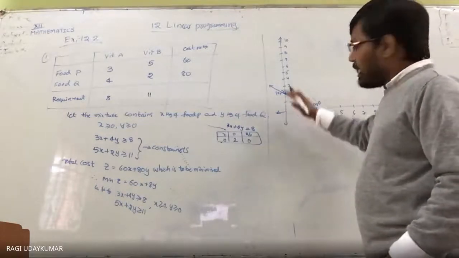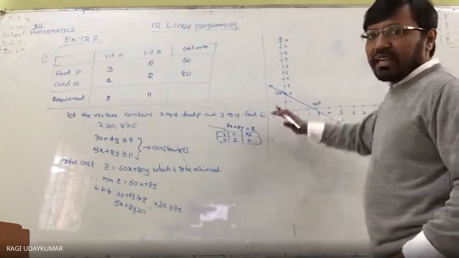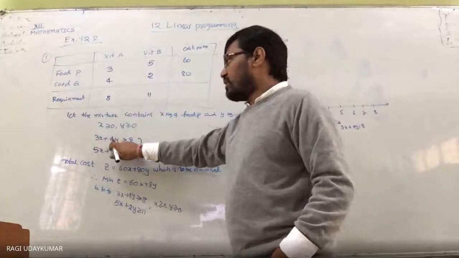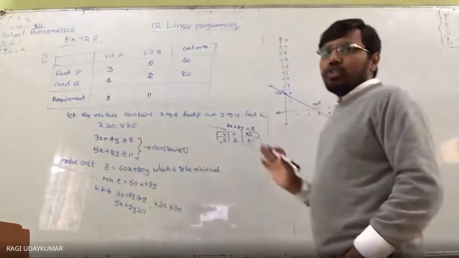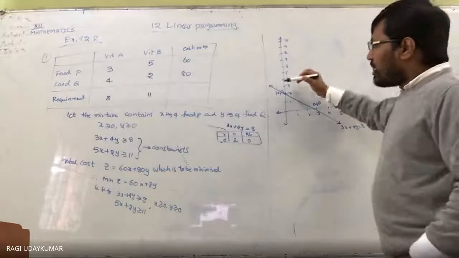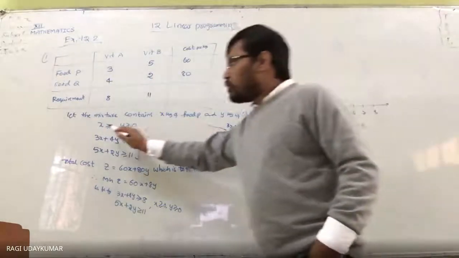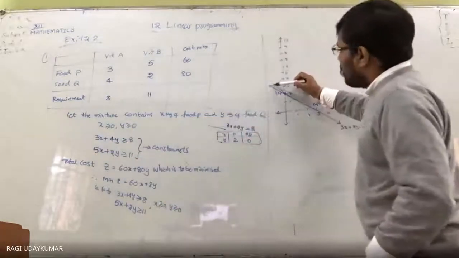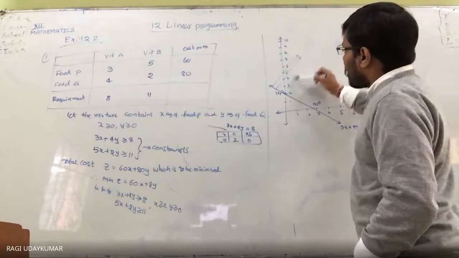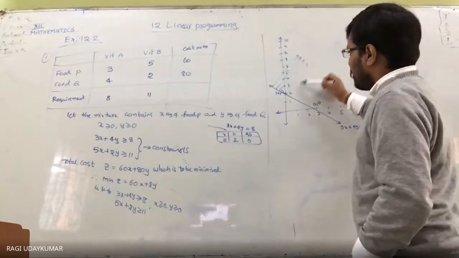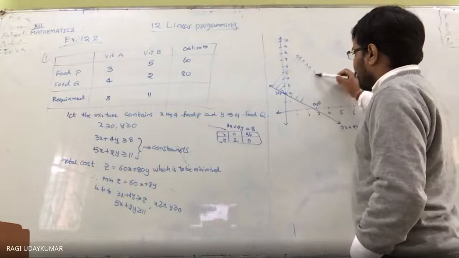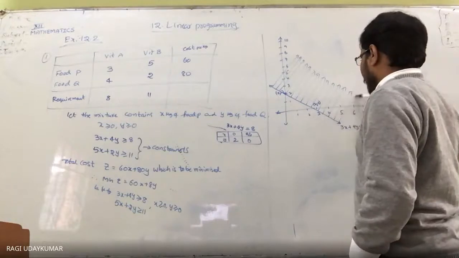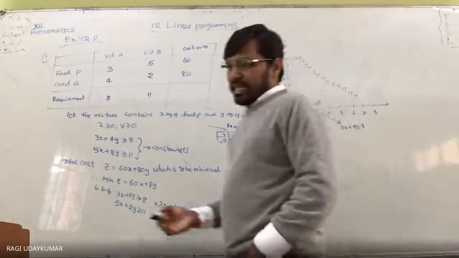Take the origin point, or any point on this side or that side, and substitute it in the given inequation. Substituting 0 comma 0: 0 plus 0 is 0, and 0 greater than or equal to 8 is false. False means 0 comma 0 does not belong to this region. So the side which does not contain the origin, you need to shade, like this.